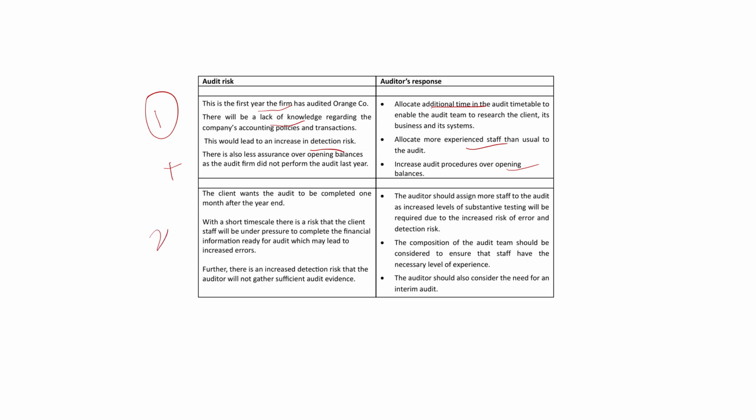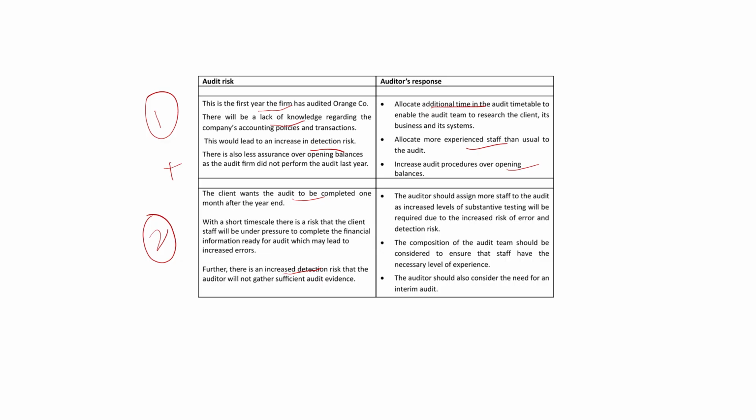Another example, again, leading to detection risk is time pressure. So the client wants the audit to be completed 1 month after the year end. This basically increases detection risk because we might be rushing through our work. So this leads to a higher chance that we as auditors might not be able to detect material fraud or error. And my plan is quite similar.